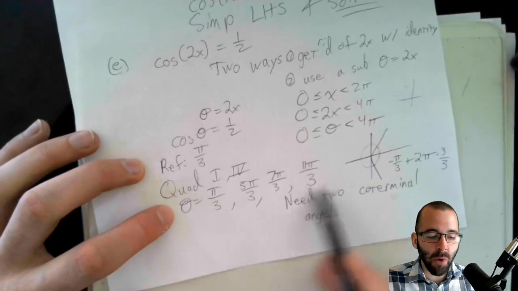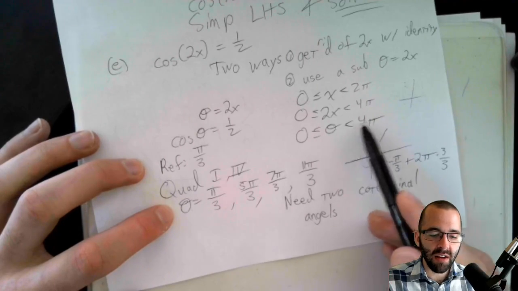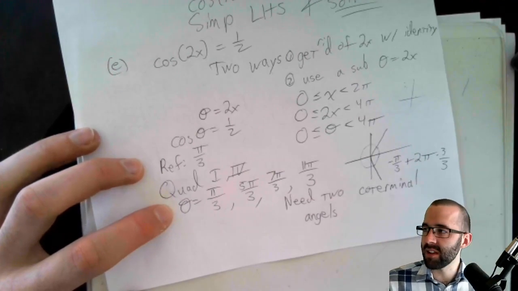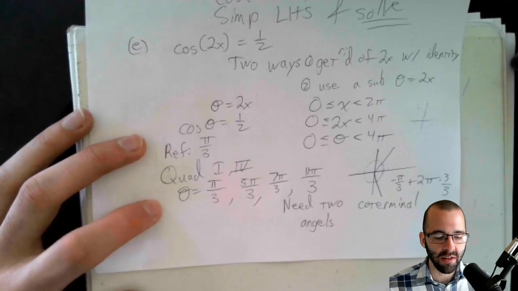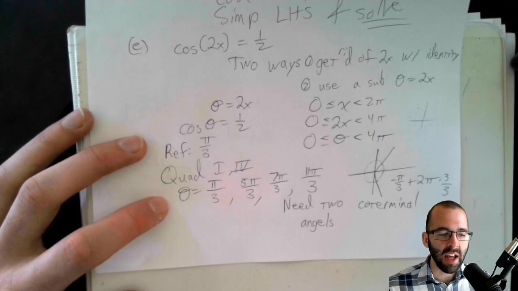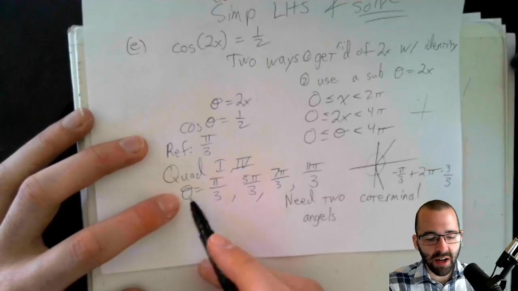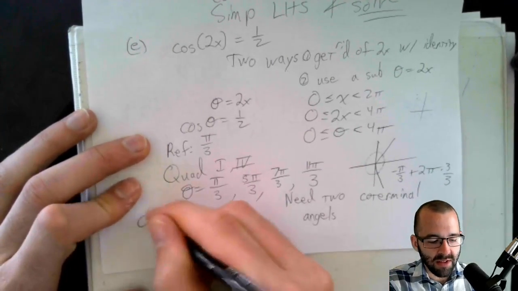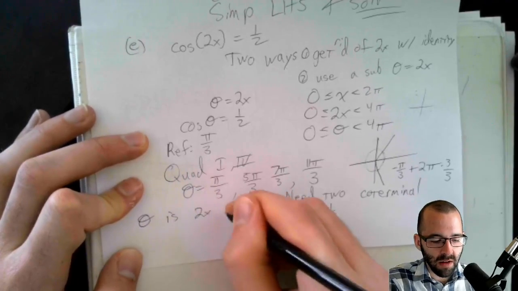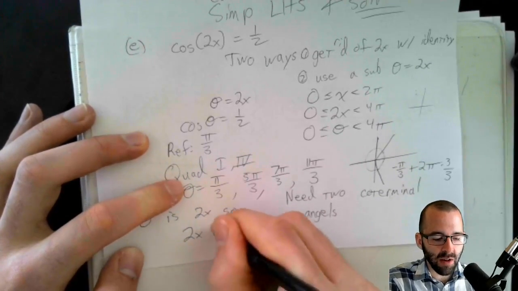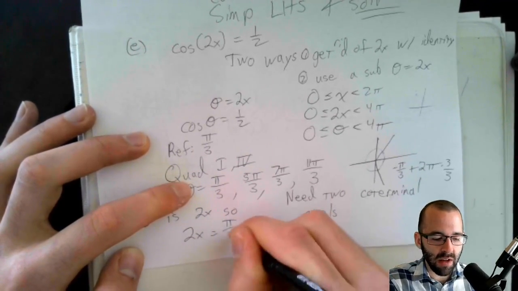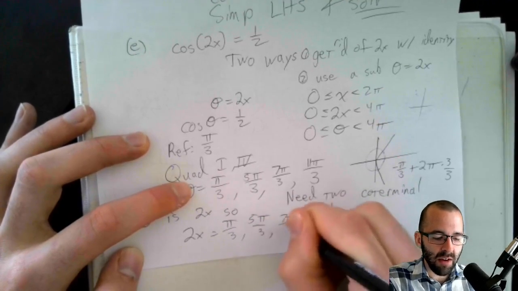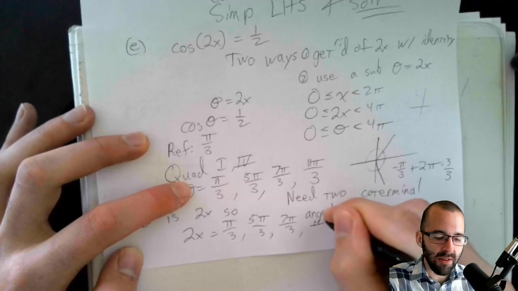So we actually have 4 answers here because theta is between 0 and 4 pi, because theta is just 2x. We did a substitution that changed our domain. And again, just like with the quadratics, we don't care about theta in our answer. We care about x. Theta is 2x. So our answers are when 2x is equal to pi over 3, 5 pi over 3, 7 pi over 3, and 11 pi over 3.